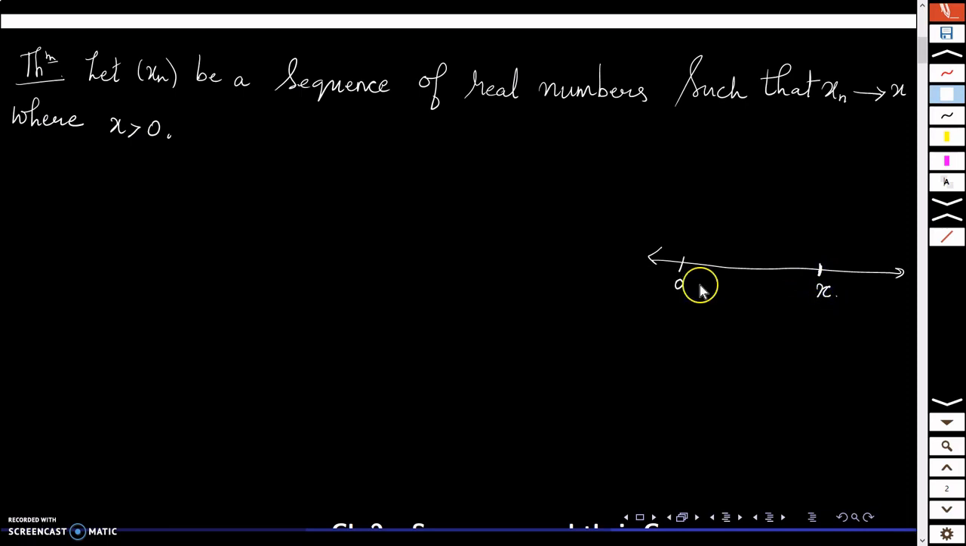right? Now because xn converges to x, by definition of convergence, I can find a natural number capital N given any epsilon positive. Of course, if you give me any epsilon positive, I can find a natural number capital N such that after the stage n, that is all the terms after x capital N, they will be inside the epsilon neighborhood of x, that is x minus epsilon comma x plus epsilon, right? So after a certain stage, all the points will be somewhere here.